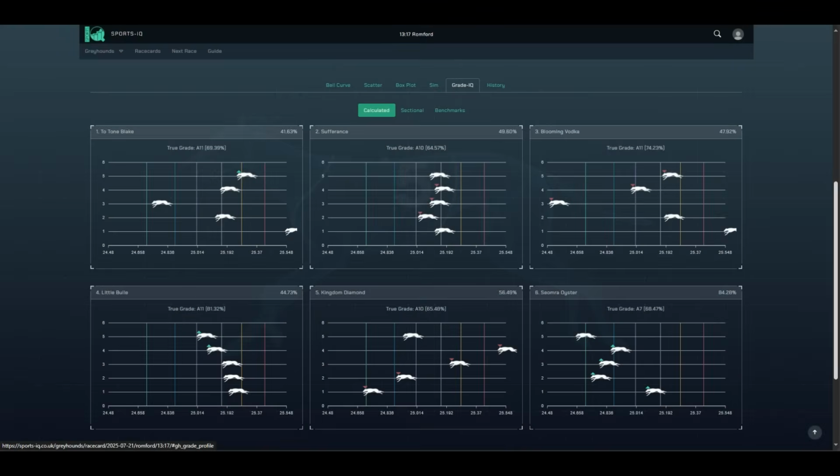Now let's turn to Grade IQ. Trap 1 is marked with a true grade of A11, 69.39%, the worst in the field. That basically means it's consistently performing below the current A9 level. Every other dog is rated higher, with Trap 6 carrying a much stronger A7 rating and a massive 84.2% win chance according to Grade IQ. No surprise then that we're starting to form a clear lay profile around Trap 1.